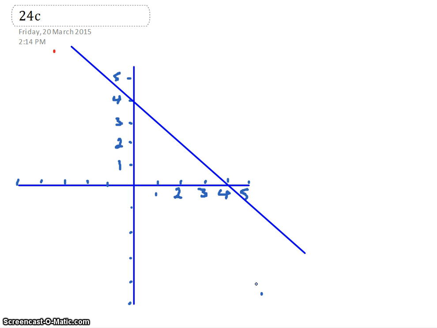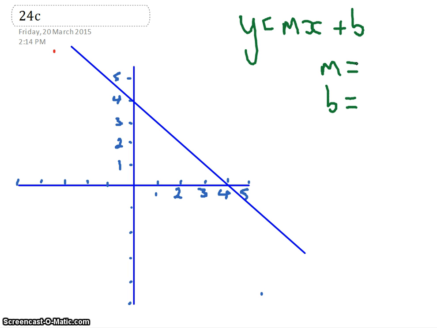Okay? First thing, remember, you want to do it in the form of y equals mx plus b. I wouldn't worry about the m yet, we'll work the gradient out in a minute. You want to have an equation that looks like that. Instead of m, you're going to have a number. Instead of b, you're going to have a number. The y and the x are still going to be there. You want it in that form, y equals mx plus b, where m is the gradient and b is the y-intercept.